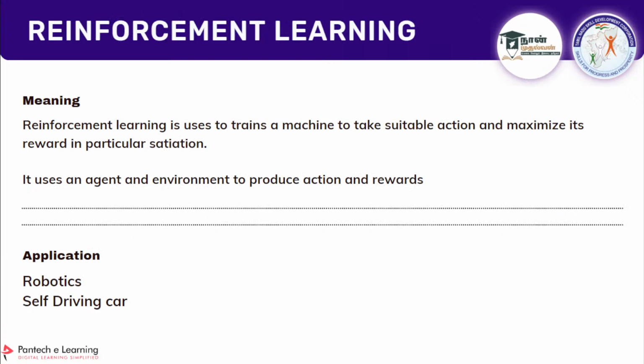When you go for reinforcement learning, it is used to train a machine to take suitable action and maximize its reward in a particular situation. It uses an agent and an environment to produce action and reward. For example, in robotics, self-driving cars and games, this reinforcement learning will learn on its own and do the task. Okay, so that's what reinforcement learning is.